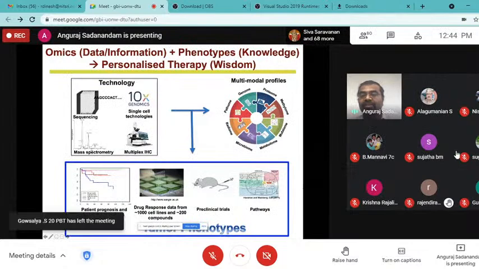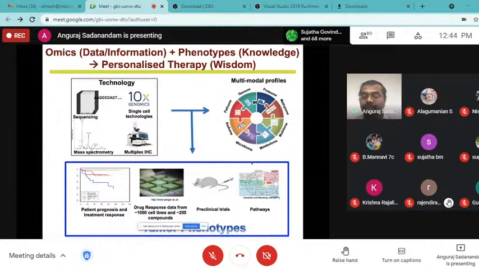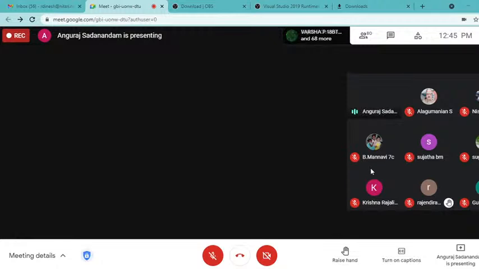However, this technology and the omics data are not going to be completely useful unless we match that with the phenotype. What does phenotype mean? Phenotype means how long a patient survives, or whether a patient would respond to a particular treatment or not, or the major aspects within any cancer patient that one would want to know. And that is what is called phenotype.